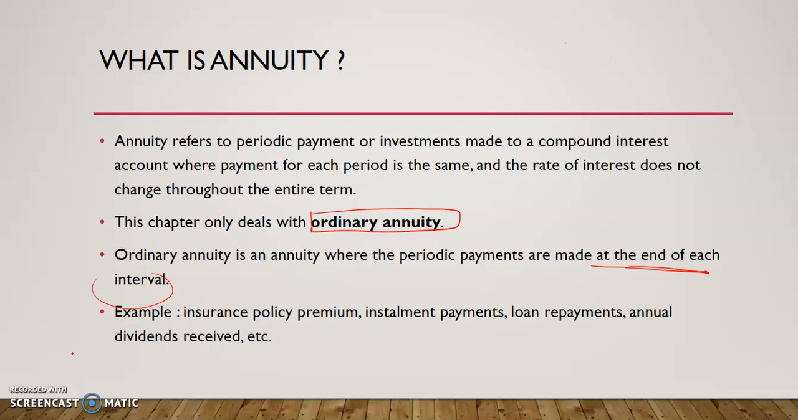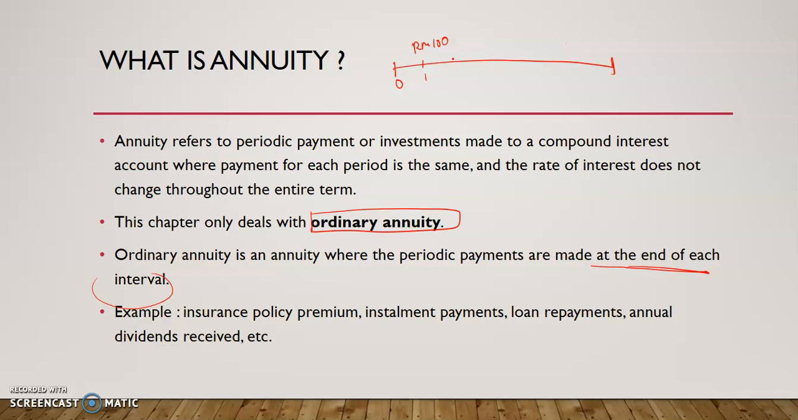Okay, so maksudnya ordinary annuity ni kita akan buat investment pada penghujung period. So contoh tadi saya ada 100 ringgit and I want to invest that 100 ringgit for every month over the 3 years. So my first investment is at the end of the first month. Okay, so my investment starts here. Start at t equals 1 because my first investment is at the end of the first month.